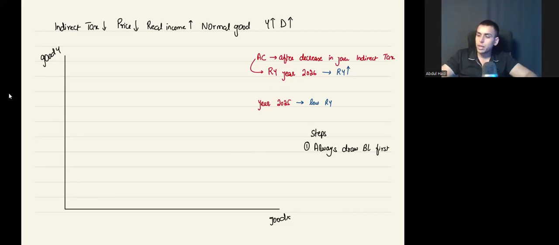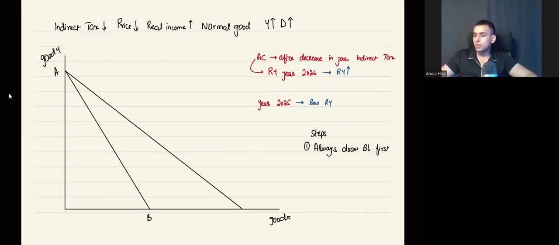Now, you see that your price level is falling. This is your initial budget line, AB. Due to a fall in indirect taxes or a fall in price level, your budget line will tilt rightwards from AB to AC like this. AC is next year's income. So current year's income will be less than 2026's income, which means you have to show an inward shift for current year's income and show a proper change in real income, that my real income is rising in the next year, that is 2026. So the first step is to draw budget lines only. Don't draw any indifference curve.